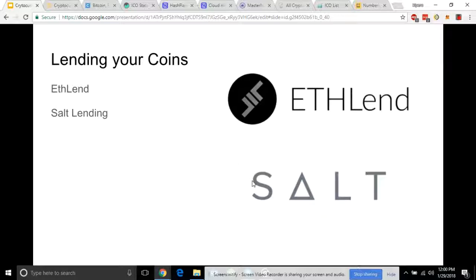Why would anyone want to lend their coins? Now just imagine you have a coin for the long term and you don't have a use for it, but you are just speculating on the price. It makes sense to lend it out to someone who would use it in some way, either for trading or some other investment strategies.